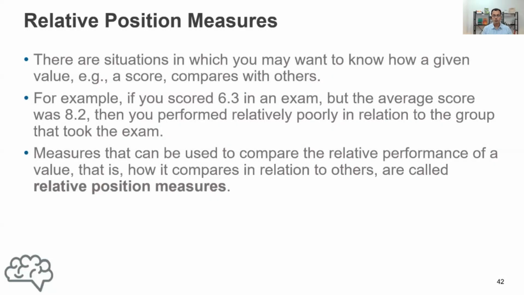The relative position measures are used when you want to know how a given value, for example, a score, compares in relation to others. To illustrate, let's consider the case that you have a grade of 6.3 in an exam, but you know that the average grade of the class is, for example, 8.2. By comparing your 6.3 grade with the average grade of the class, you can conclude that you perform relatively poorly in relation to the group.